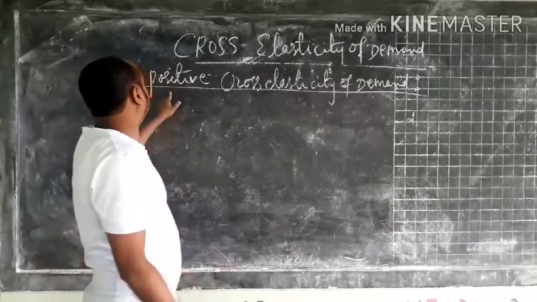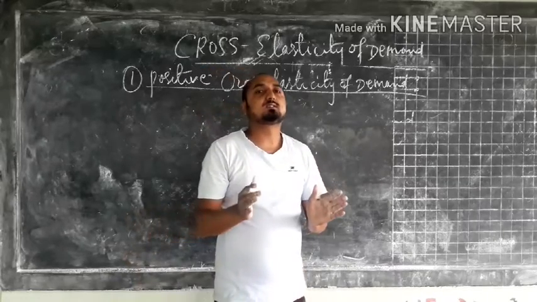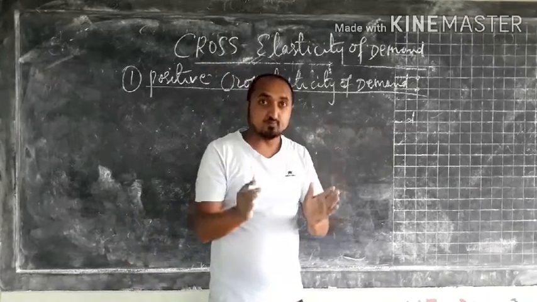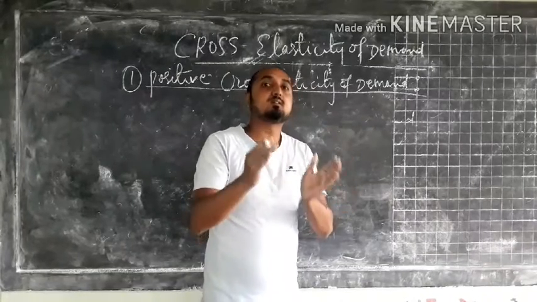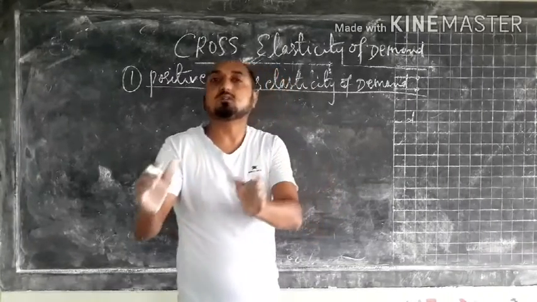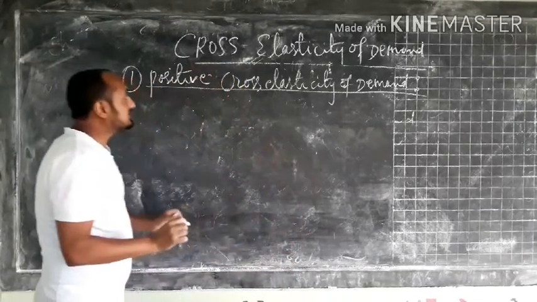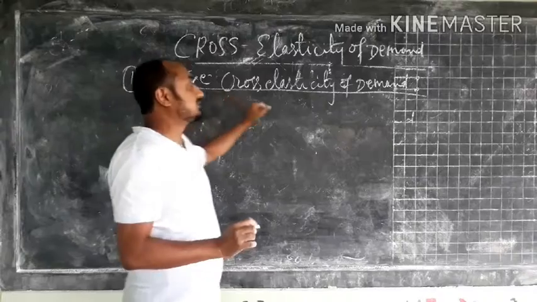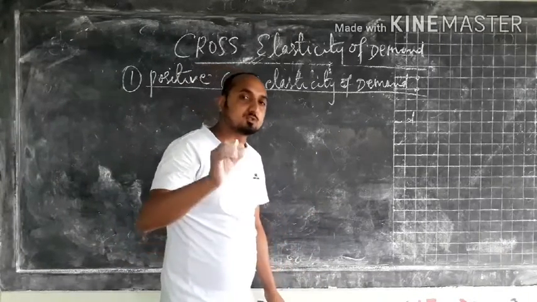Now let's talk about positive cross elasticity of demand. Cross elasticity of demand is said to be positive when an increase in price of one commodity increases the quantity demanded for another commodity. Then that type of elasticity is called positive cross elasticity of demand, and especially it happens in the case of substitute goods.